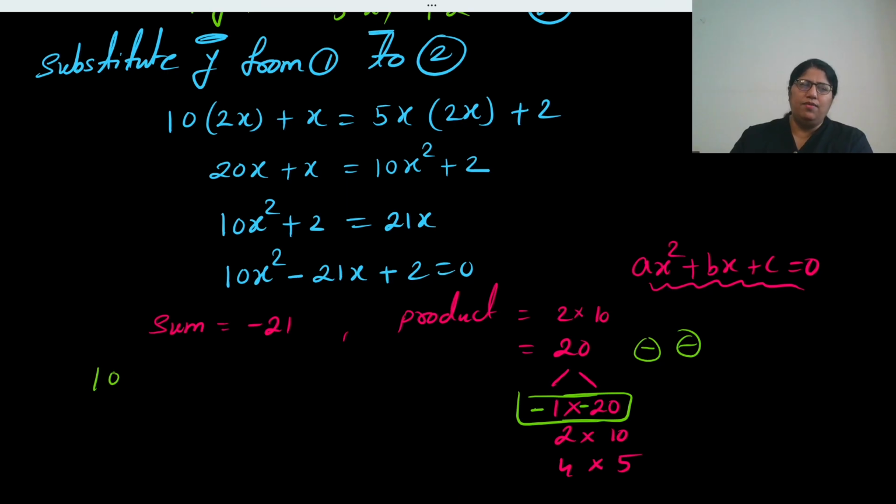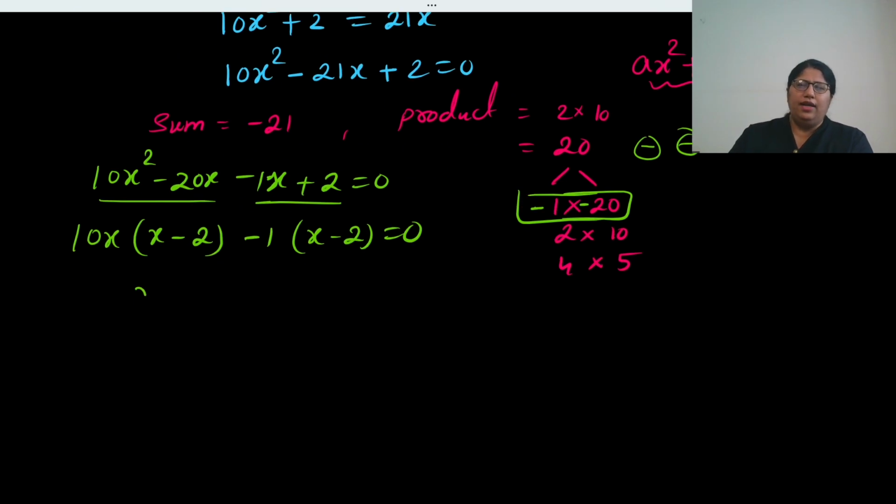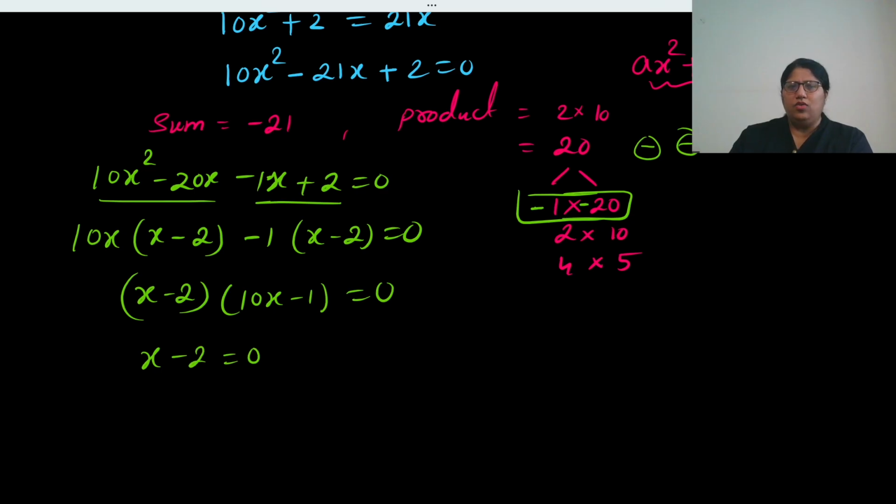So split the middle term: 10x square minus 20x minus 1x plus 2 equals 0. You can write 1x also. You know that for the next two terms there is no common factor other than 1. So 10x is common, x minus 2, and from here if you take minus 1 common, it will be x minus 2 equals 0. Then after that get the factorized form: x minus 2 times 10x minus 1 equals 0. So you can write here x minus 2 is 0 or 10x minus 1 equals 0.